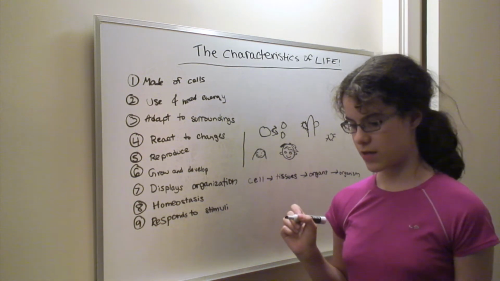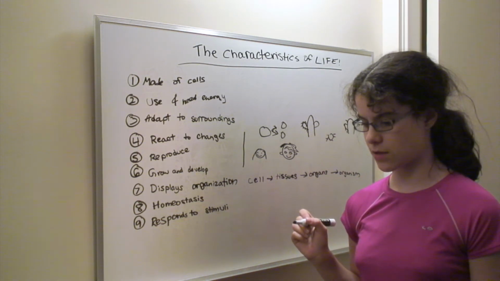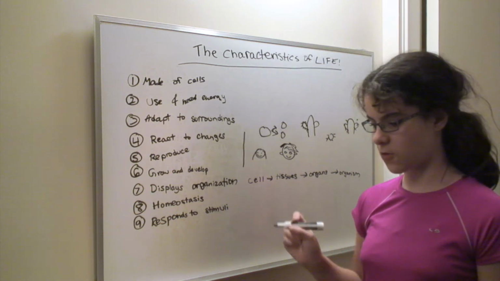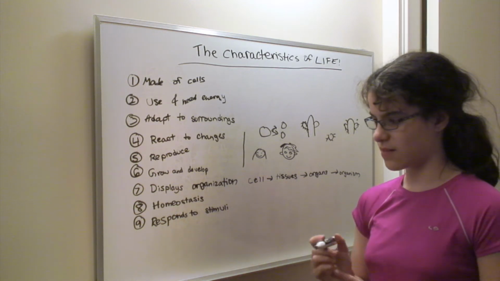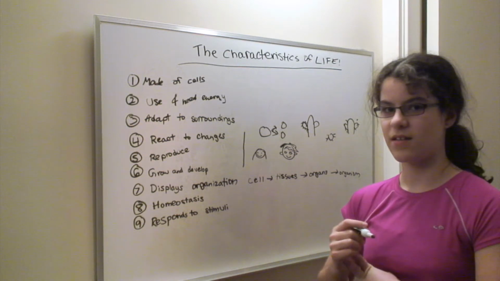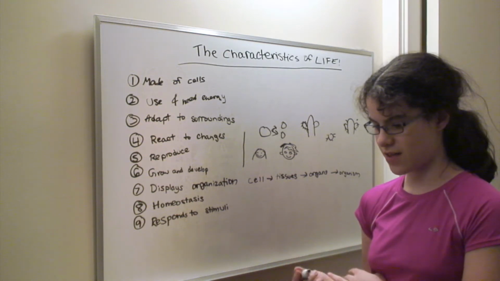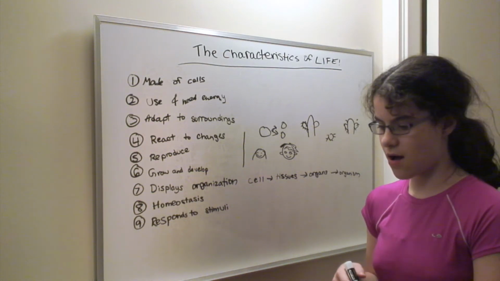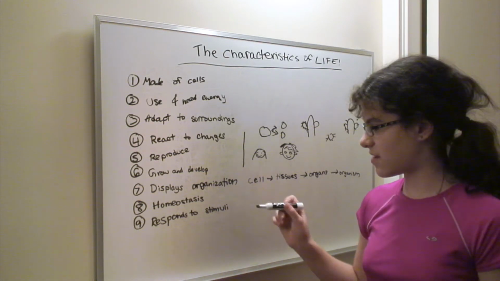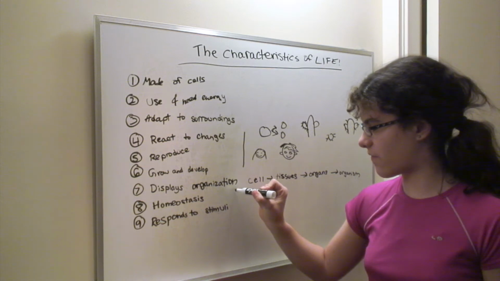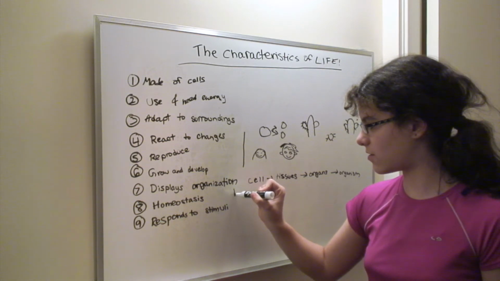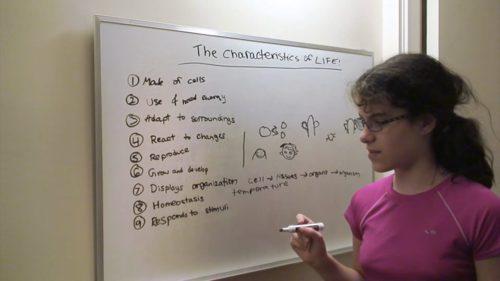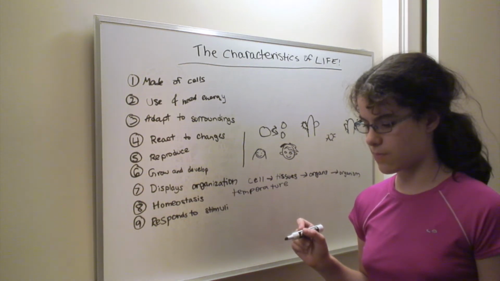The 8th one is homeostasis. Mammals and birds are endotherms. It's a more scientific way than warm-blooded. And reptiles, amphibians, and fish are ectotherms. They try to maintain a fairly similar temperature. The 9th one is that they respond to stimuli.